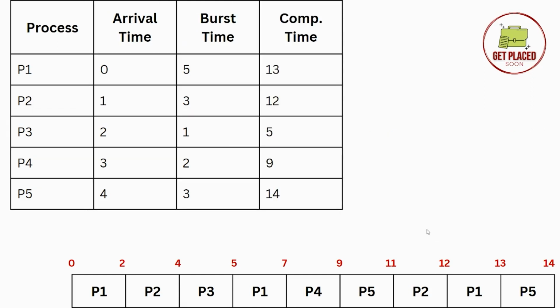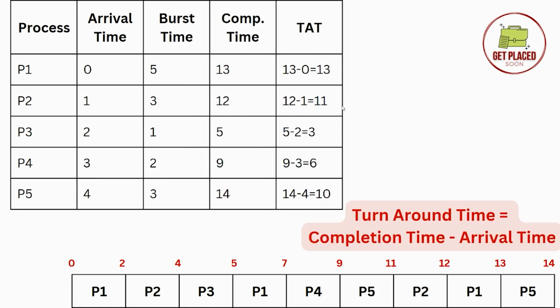Going ahead. Now, as the Gantt chart is already ready, we can note down the completion time or the exit time. Both are the same. So P1 completed its execution at 13, P2 completed at 12, P3 completed at 5, P4 completed at 9, P5 completed at 14, as you can see in the Gantt chart below. So based on the completion time and arrival time, we can calculate turnaround time. 13 minus 0, 13, 12 minus 1, 11, 5 minus 2, 3, 9 minus 3, 6, 14 minus 4 is equal to 10. So this is how we calculate turnaround time.